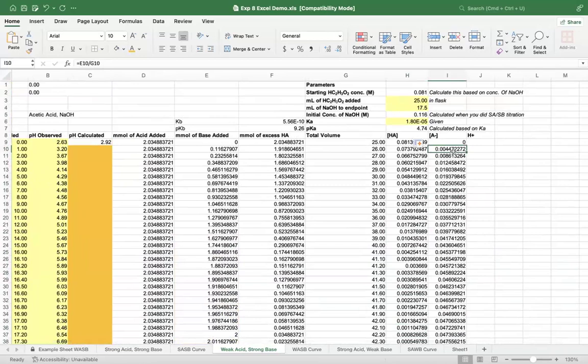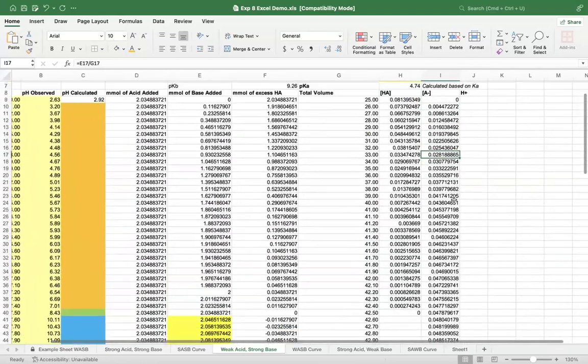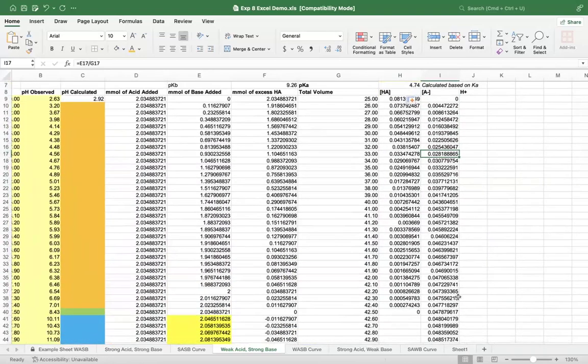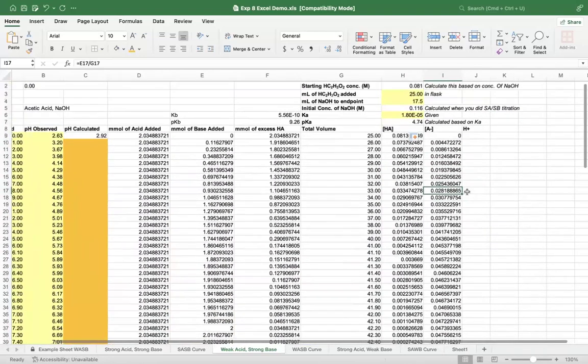Let me make sure I'm doing this one right. Let's see. A minus is just equal to, yeah, the amount of base. Okay. We're good. I think we're good. Let's just see what happens.